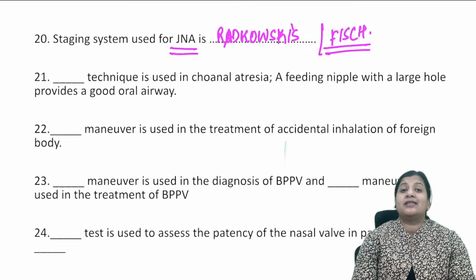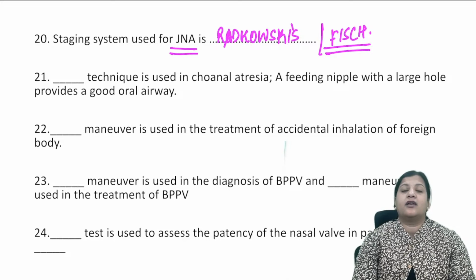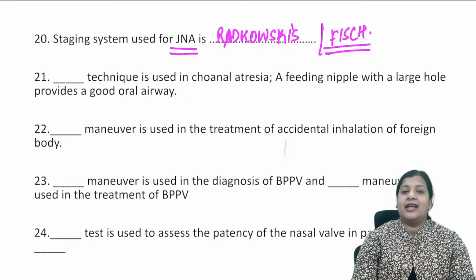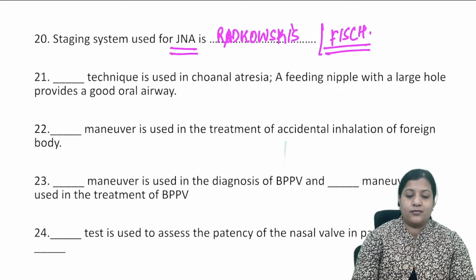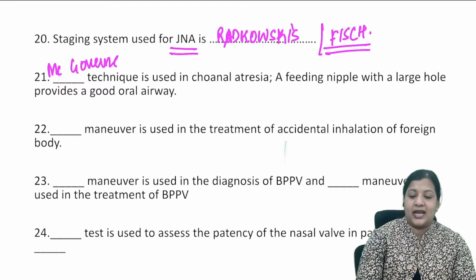So they said the staging system used for JNA is, they had given Fisch, they had given TNM, then they had given two more options. So you had to recognize that Fisch is also a staging system that is used in JNA. What technique is used in choanal atresia where a feeding nipple with a large hole provides a good oral airway? So in an emergency, when a child is just born having choanal atresia, presenting to you with stridor, what technique will you use? Yes, this technique is called as McGovern's technique.